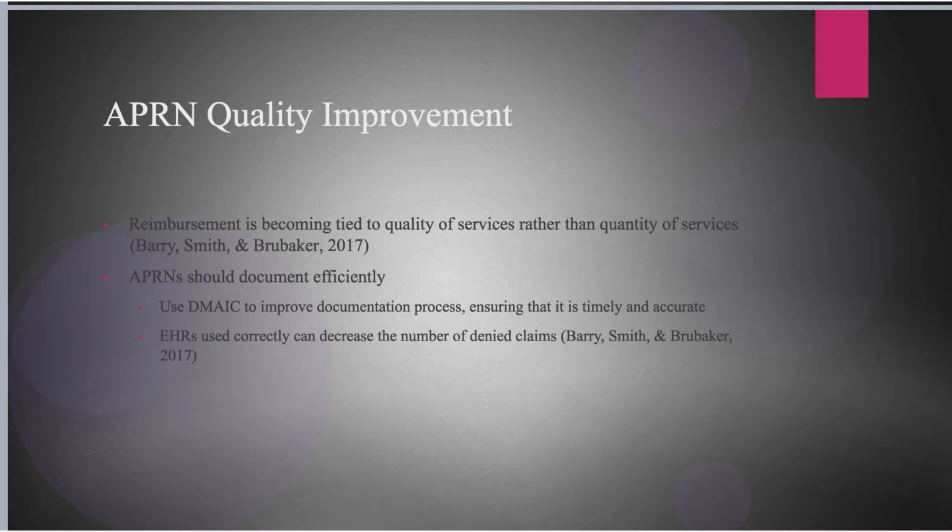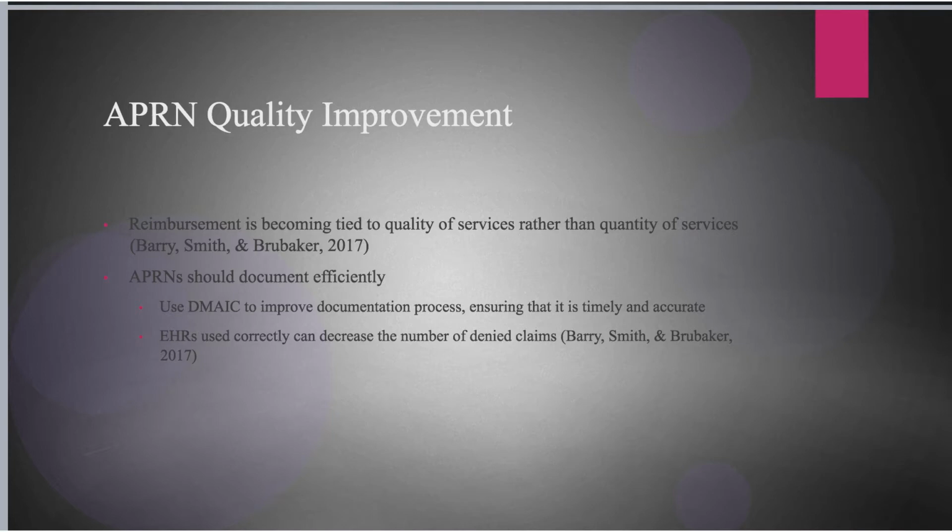And because reimbursement is becoming tied to quality of services rather than quantity of services, it's becoming more imperative that we document efficiently. And we all know that if you didn't document it correctly, it didn't happen. You can use the DMAIC cycle to improve the documentation process, ensuring that it is timely and accurate. Electronic health records, when used correctly, can decrease the number of denied claims.